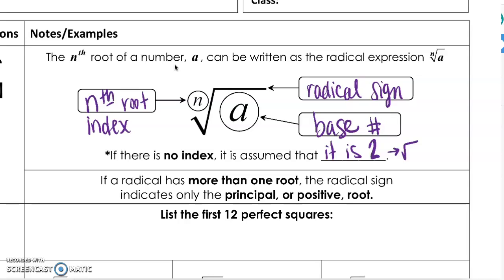Radicals can have more than one root. If you take the square root of 16, technically you get 4 or -4 because -4 squared is also 16. But we are only going to be using the positive one unless it asks us specifically to find the negative one.